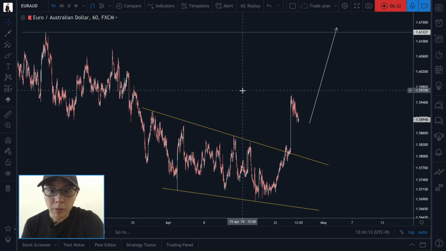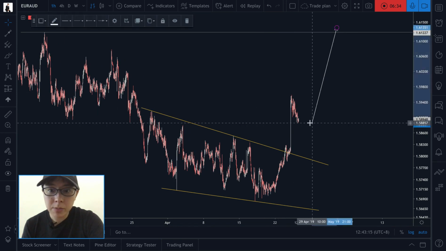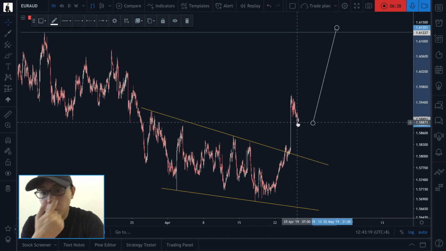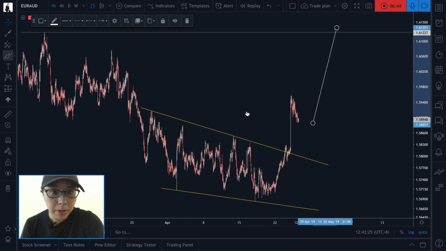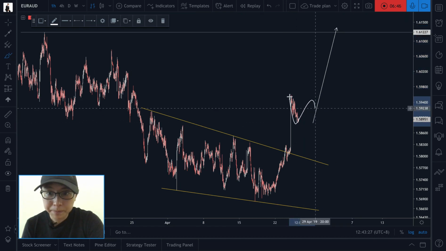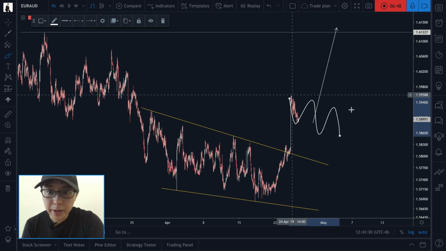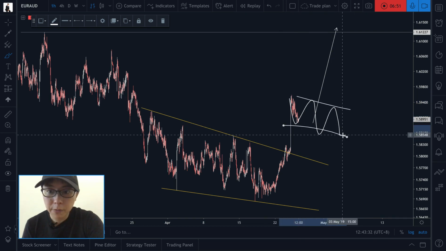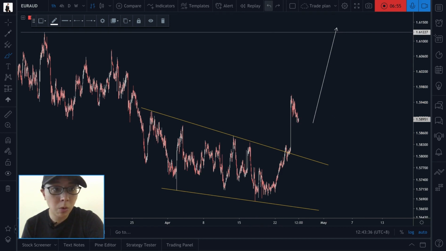Euro Aussie, we called for the upside. It has moved up, but this retracement looks pretty deep. So what I would suggest is to be patient on this. Don't jump onto it, because this correction might just do a bigger one like that. And then that gives a much clearer pattern for us to trade to the upside. So just be patient on the Euro Aussie.